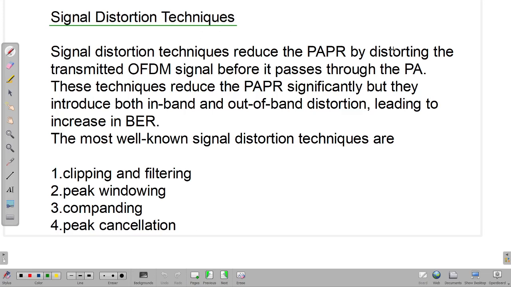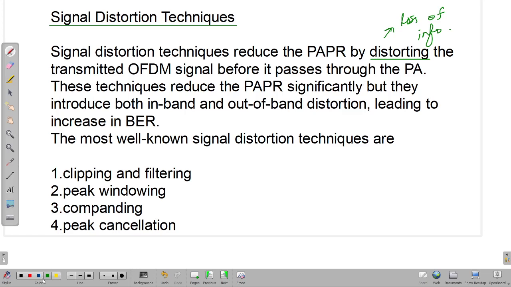Signal distortion methods reduce PAPR by distorting the transmitted OFDM signal. When we say distorting, you should know that it results in loss of information. That is what you call distorting. This loss of information happens before the signal passes through the power amplifier. We are distorting the signal in order to reduce the PAPR. PAPR can be reduced significantly, to whichever threshold value you want the peak to come down to. We are able to reduce the PAPR up to the desired level.